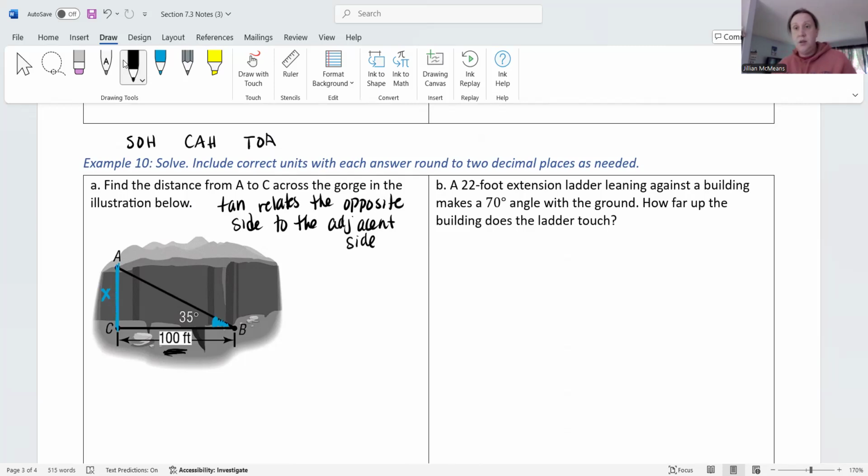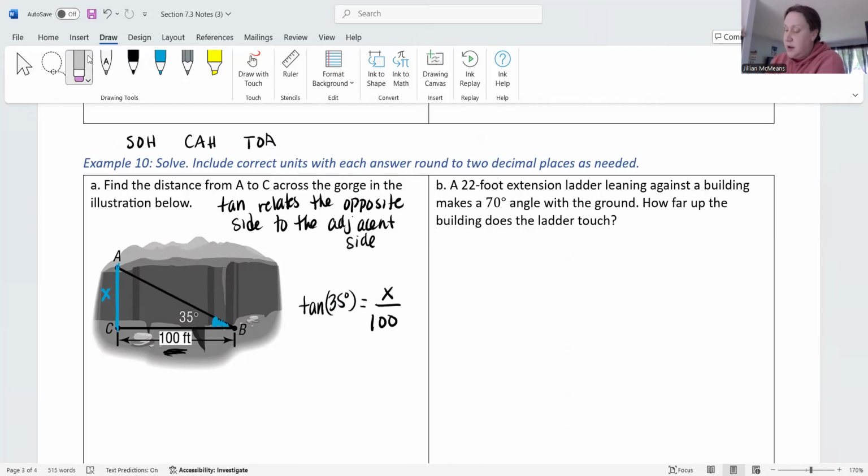So we can create a little problem here that we could solve. If we take tangent of 35 degrees, it would equal the opposite side over the adjacent side. In this case, the opposite side is x. We don't know what it is, but we do know that the adjacent side is 100 feet. So I have tan of 35.